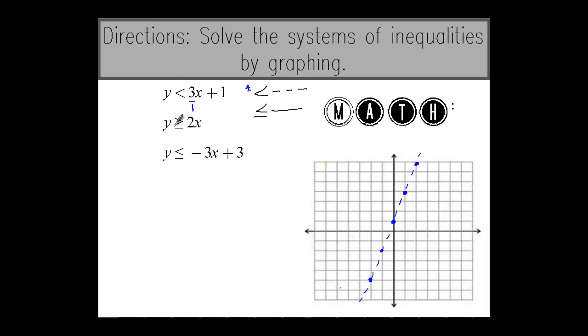My next graph is y is greater than or equal to 2x. I don't have a y-intercept. If I don't have a y-intercept, that means it's 0. So I'm going to put 0 here, and then again I don't have a run. Since 2 over 1 is the same as 2, I'm going to give myself a run of 1. So I'm going to start at 0, and since they're both positive, I go up 2 over 1, up 2 over 1, up 2 over 1. I'm going to go the other direction as well.